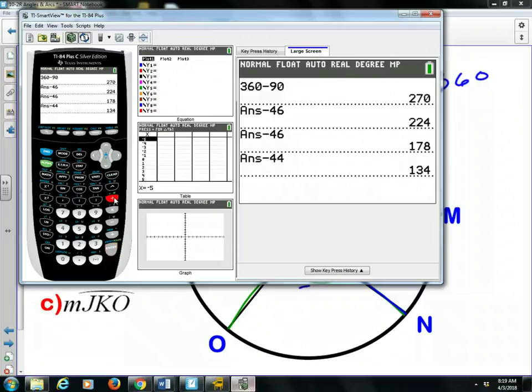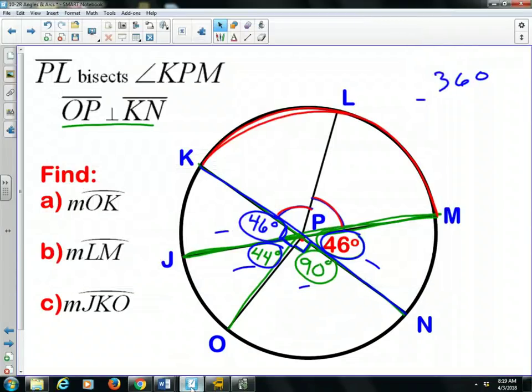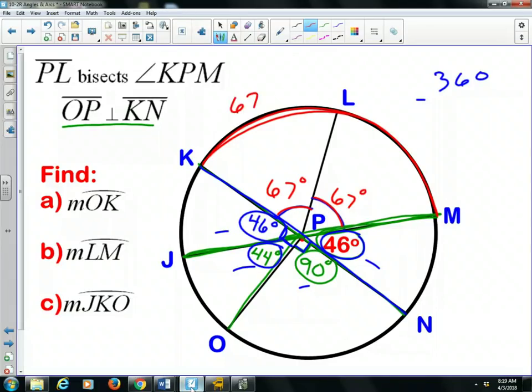So 134 divided by 2 is 67 degrees. So this one has to be 67 degrees, and this one has to be 67 degrees. And so then remember, all of the arcs are congruent to their central angle. So this one's 67 degrees, 67 degrees, 46 degrees, 90 degrees, 44 degrees, and 46 degrees. Whew. All right, we just did the hard part. Now let's do the easy part.